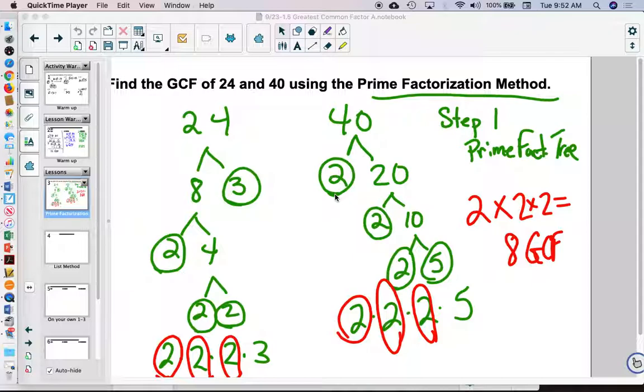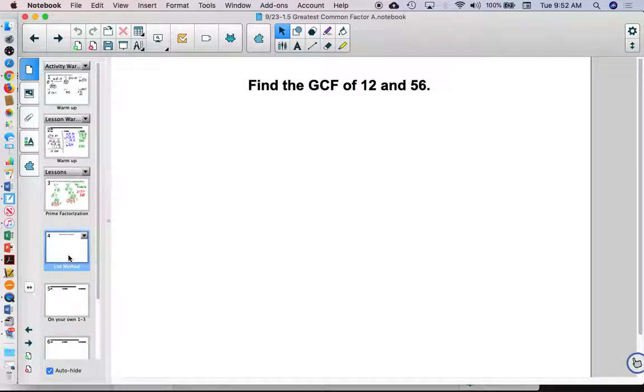So that if on a test it says use the ladder, or if in the homework it says use the ladder, you have to do it the ladder method. If it just says what is the GCF, you use whatever method you choose, okay? It's up to you at that point. So, let's go to here. Let's try this one. I want you to do the tree for 12 and 56.